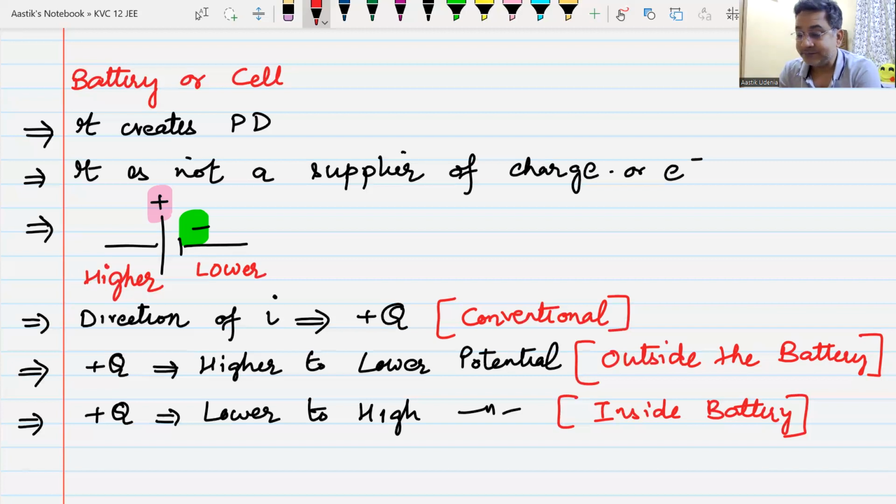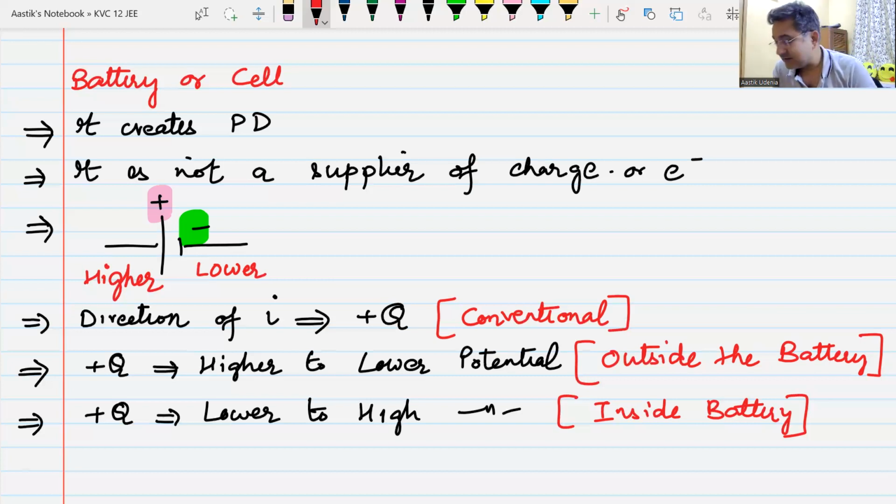The battery has to do some what? Work. Battery has to do some work, to get you from lower to higher potential and then lead you there. That work done per unit charge is known as the EMF of the battery. Do we understand this? That, my dear friends, is known as the EMF, or the electromotive force, of the battery.